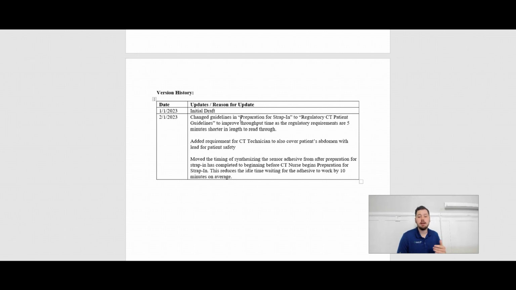We changed the guidelines for this purpose. Usually we wouldn't say what the purpose is. And then we added the requirement for the CT technician to also cover the abdomen for additional patient safety. And then we moved the timing of the synthesization that we talked about to earlier in the process so that synthesization is not slowing down the process of actually getting the patient strapped in.